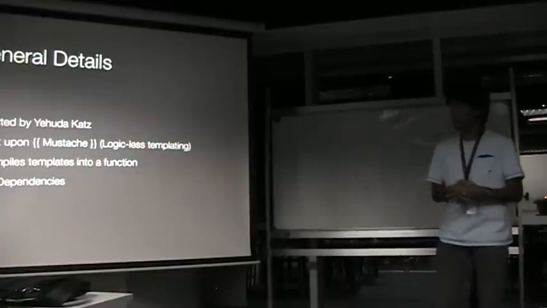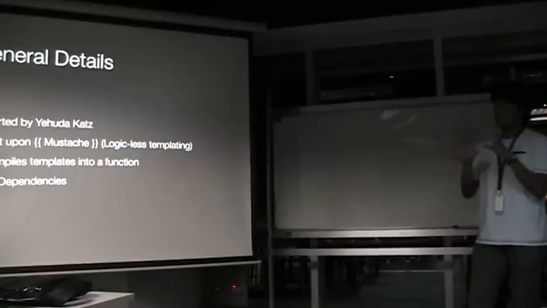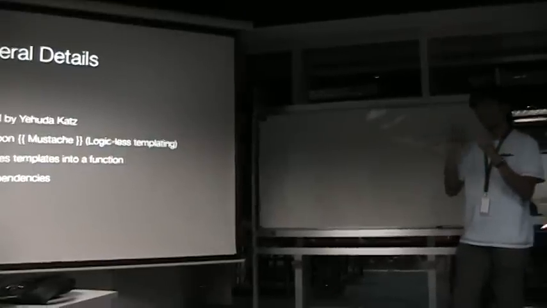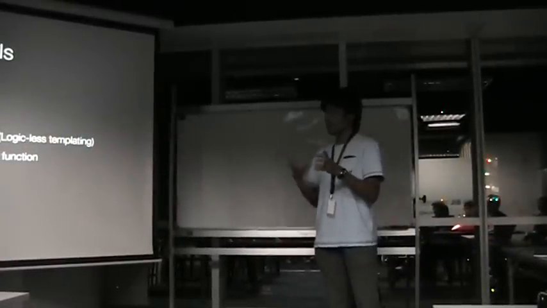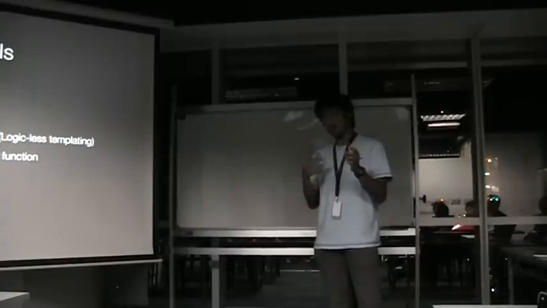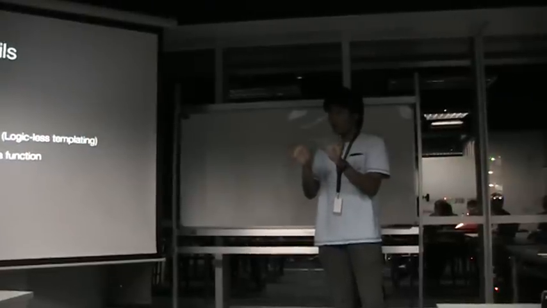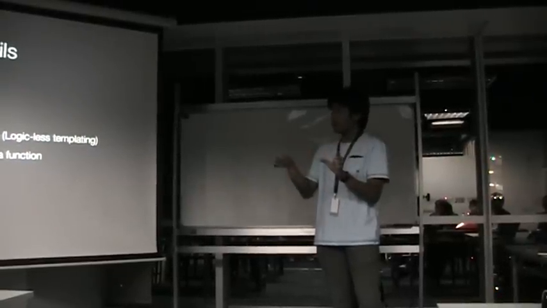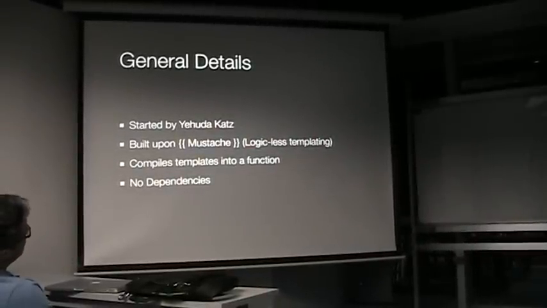So with Mustache, when you generate the actual HTML, it concatenates each string with the dynamic content within that template, whereas Handlebars compiles its templates into a function so that it's more usable. And then finally, it has no dependencies.